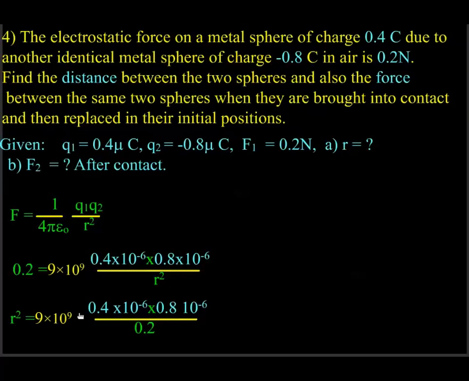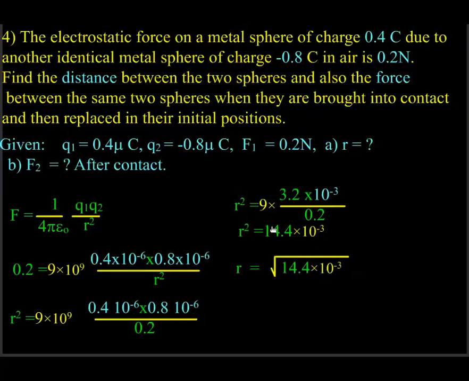So now this 10 to the power of minus 6 twice is minus 12. Minus 12 plus 9 is minus 3. So 0.4 into 0.8 is 0.32, and therefore r square is equal to 9 into 3.2 into 10 to the power of minus 3 divided by 0.2. So when this is calculated using a calculator, we get r square is equal to 14.4 into 10 to the power of minus 3. Transposing this square to this side, it becomes square root, and here under the square root 14.4 into 10 to the power of minus 3 is there.